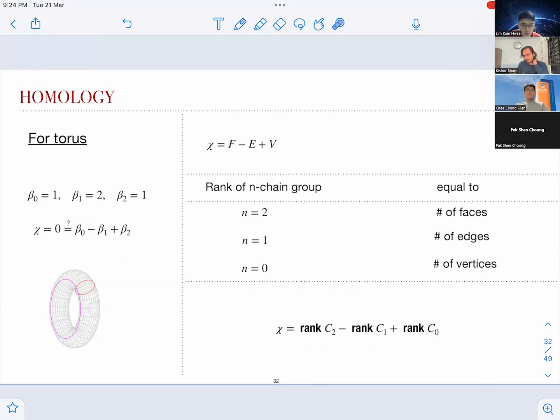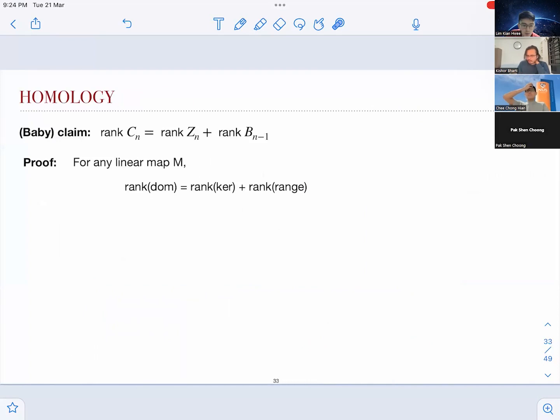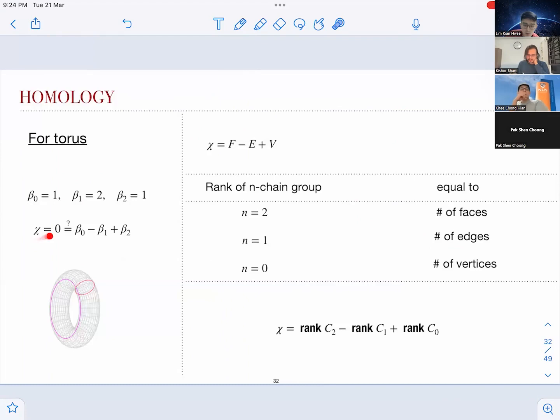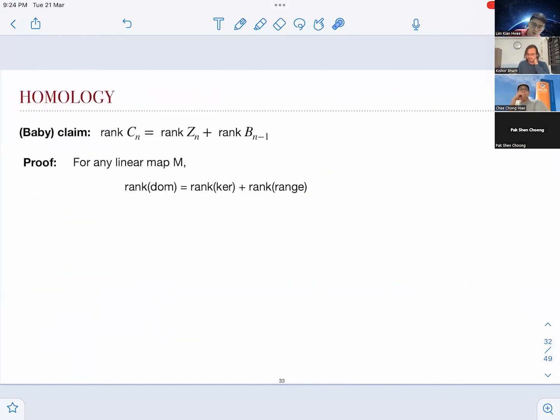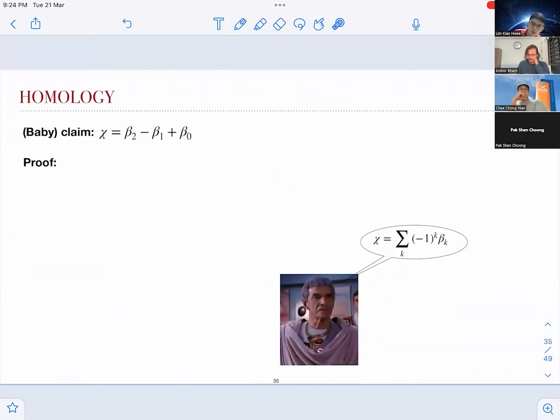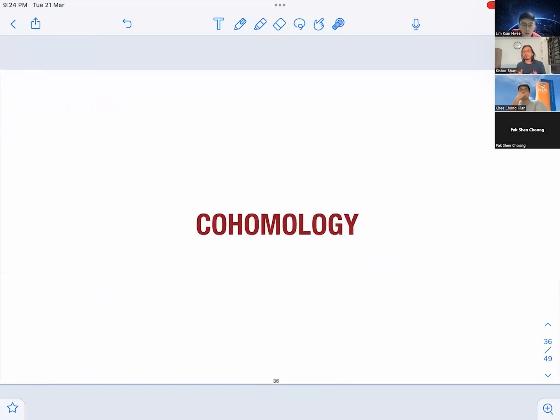And you can show that they are nothing but beta 0 minus beta 1 plus beta 2. Actually, I wanted to prove it during the session, but it will take some time. But you can in fact prove that this chi is equal to beta 0 minus beta 1 plus beta 2. And this can be generalized for a general object as the alternating sum of Betti numbers. So the alternating sum of Betti numbers will give you the Euler characteristic of the surface. So that's nice. So that completes the homology part.